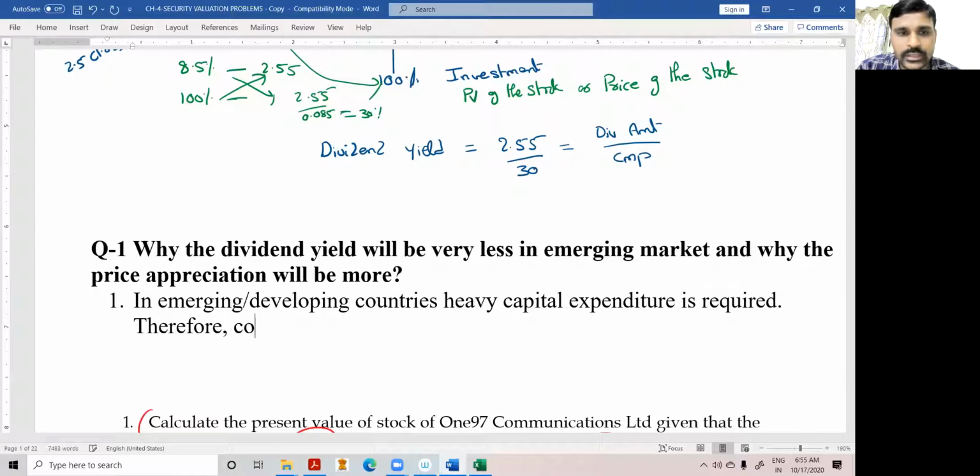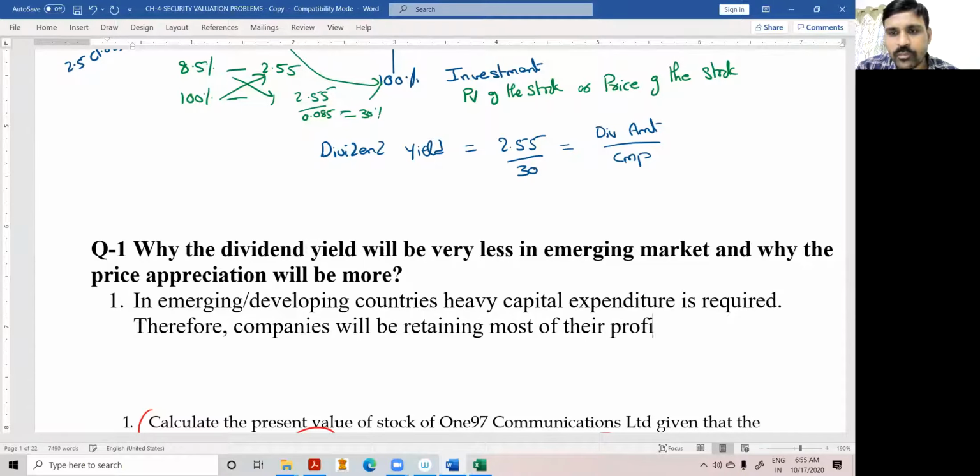Therefore, companies will be retaining most of their profits rather than distributing them in the form of dividends.